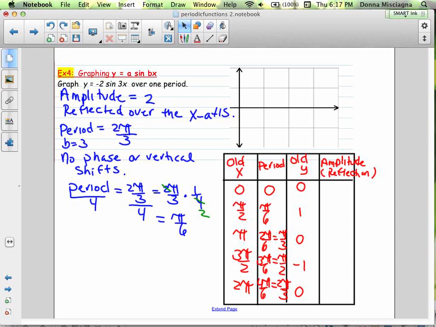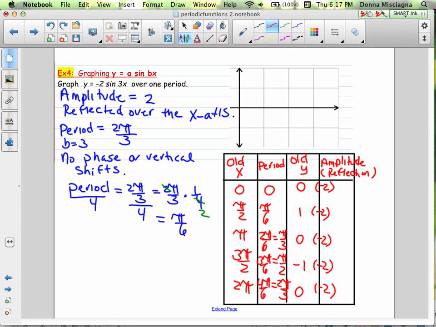And now let's transform the y values. We're just going to take those and multiply by 2 to take care of the amplitude change. But we're going to make it -2, because there's a reflection. So we just multiply our old y values by -2. And that gives us our new y values. Multiply 0 by anything, it's still 0. 1 times -2 is -2. 0 times -2 is still 0. -1 times -2 is 2. And 0 times -2 is 0.